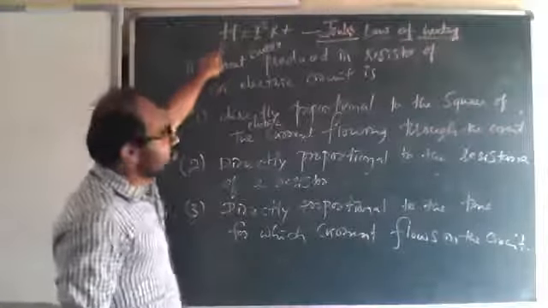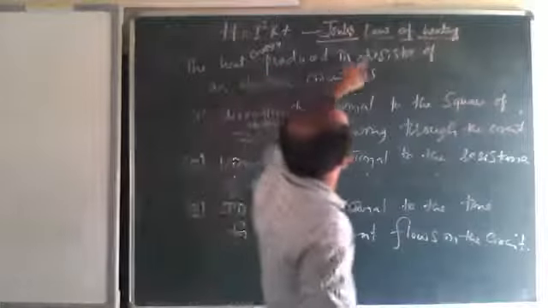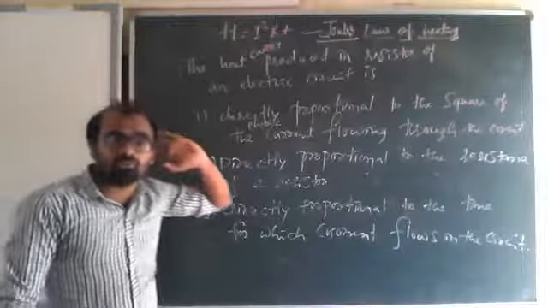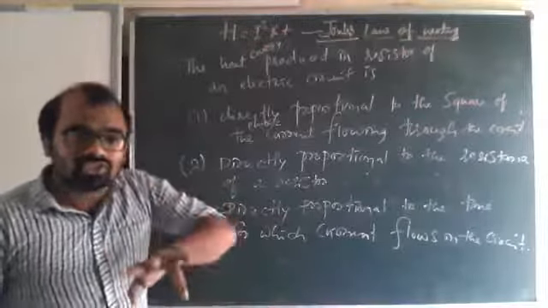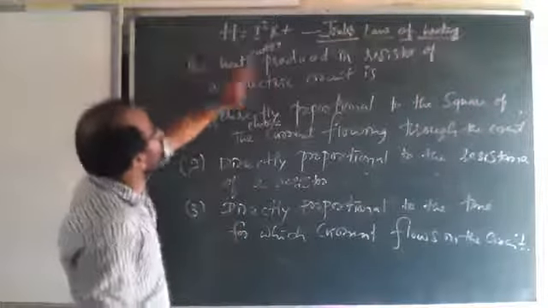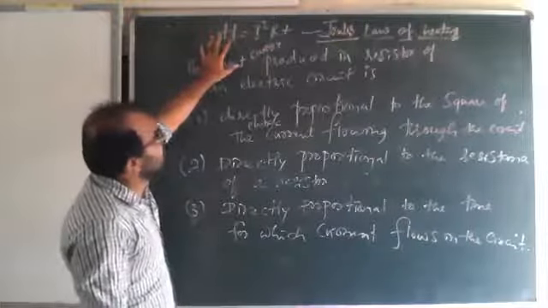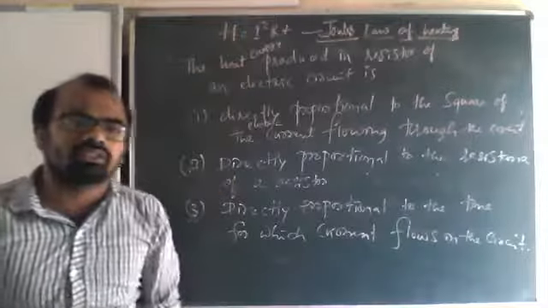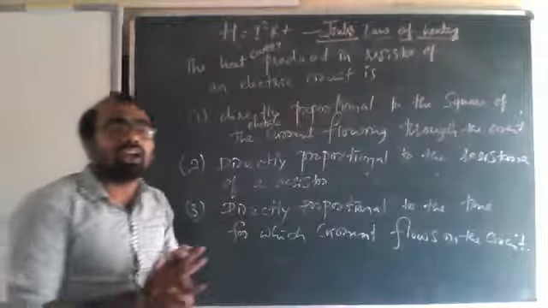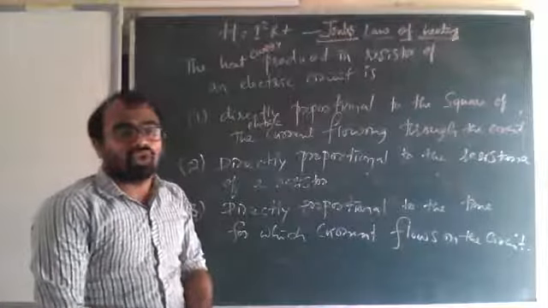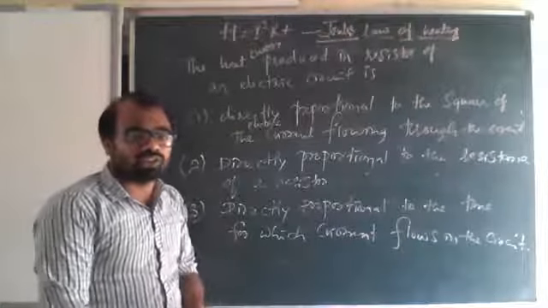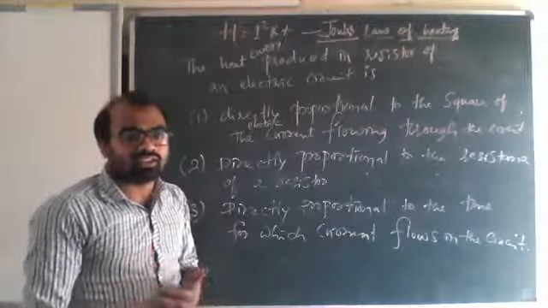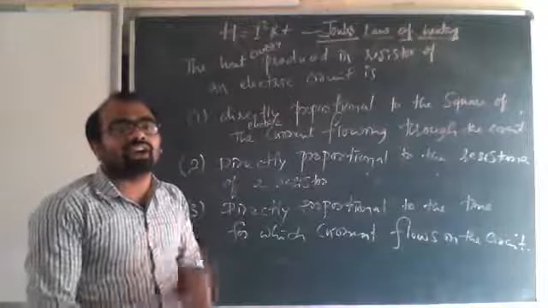H is the heat energy produced in the resistor of an electric circuit. I is the electric current flowing through the circuit, R is the resistance of the resistor, and T is the time for which the current flows in the circuit.